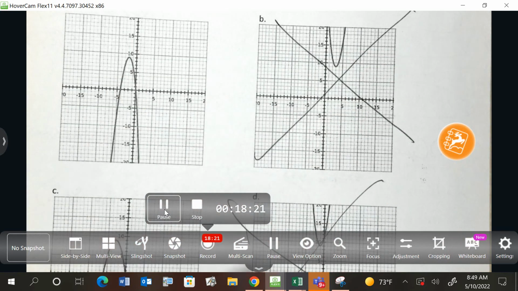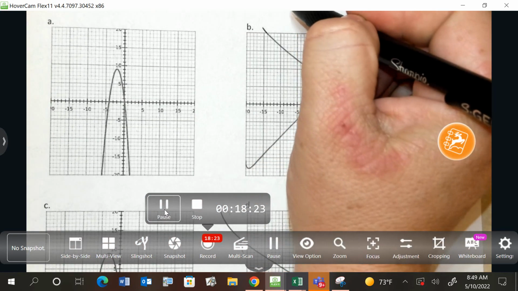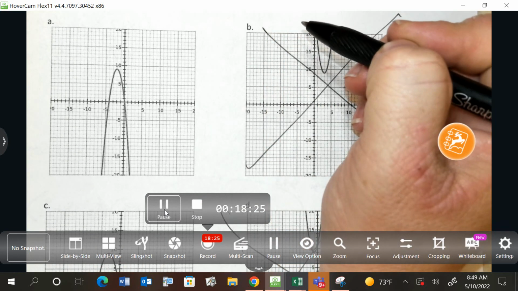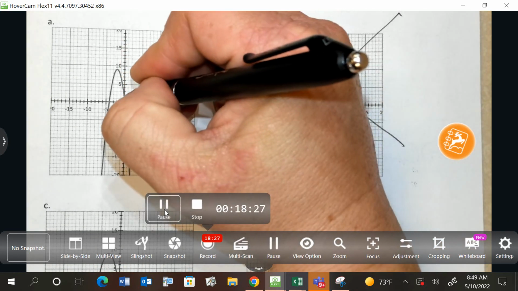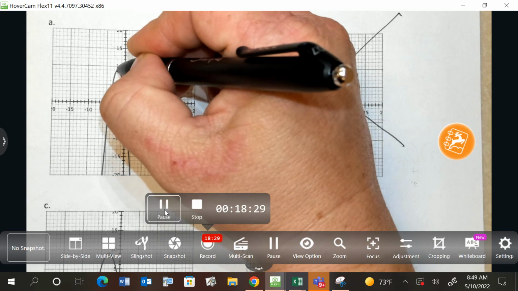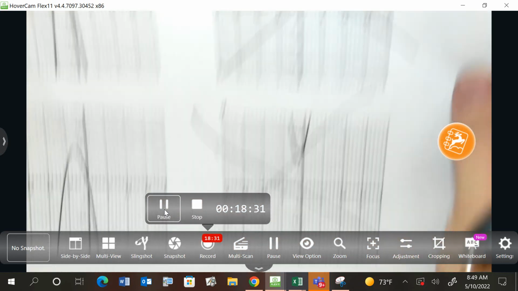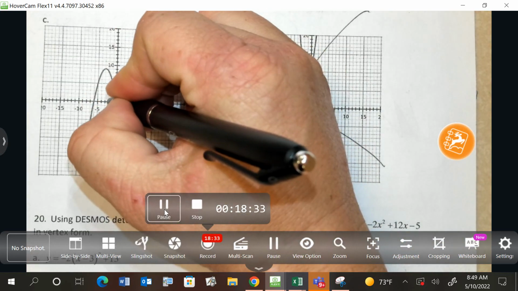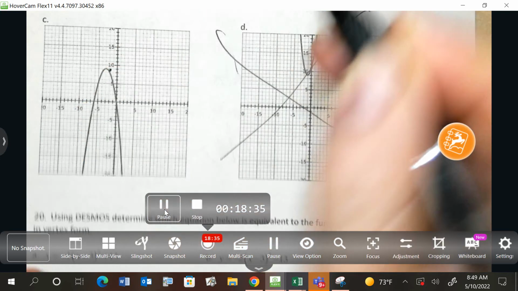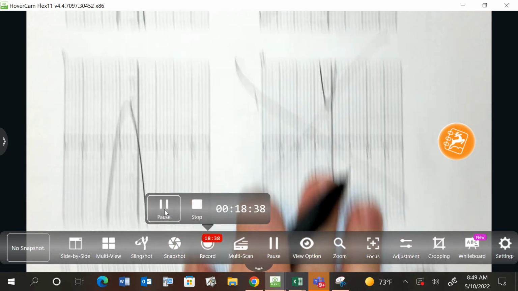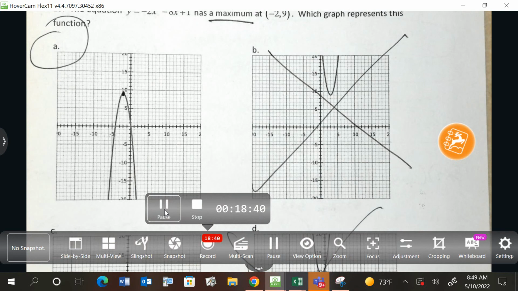Okay, so between these two, let's figure out which one goes to negative 2, 9. Negative 2, 9. So go over 2 and up 9. That looks good to me. Let's check the next one. If I go over 2 and up 9, that looks like it's slightly off. Do you guys see the difference? So the correct answer is A.